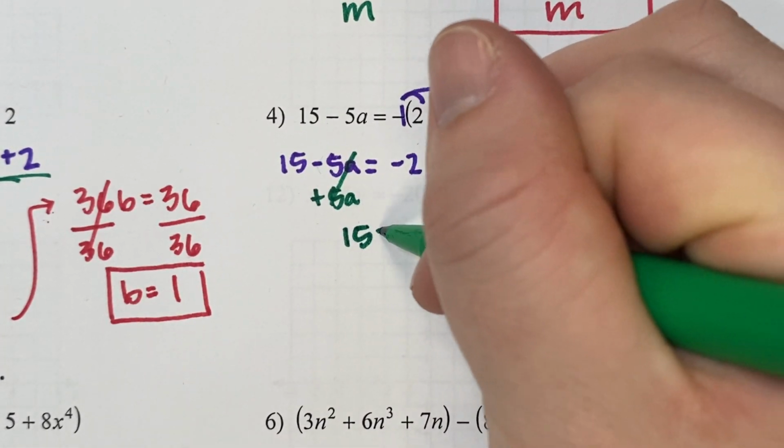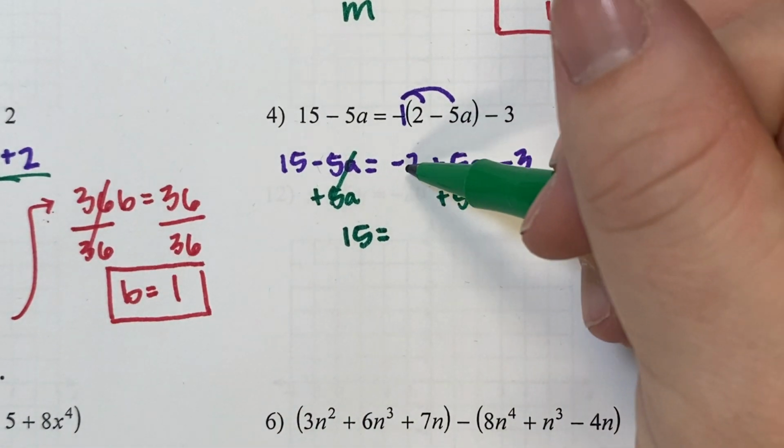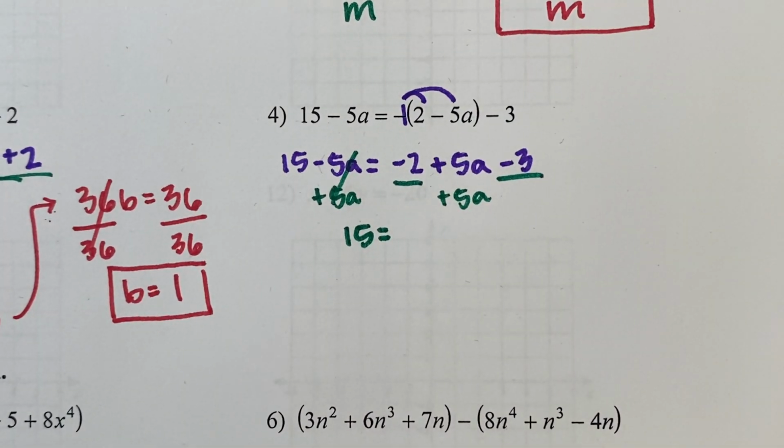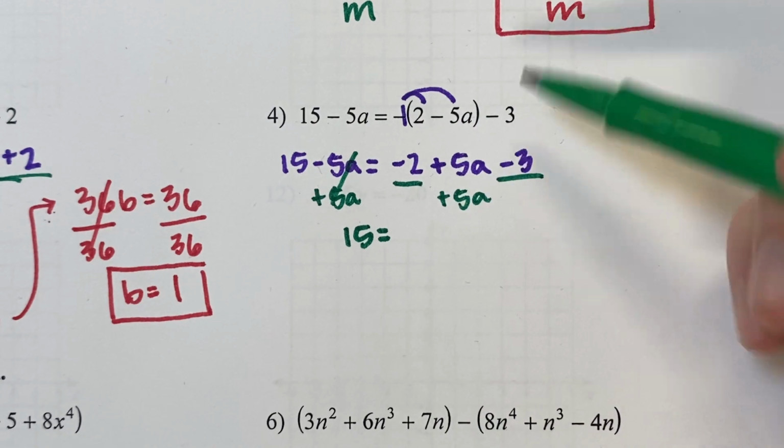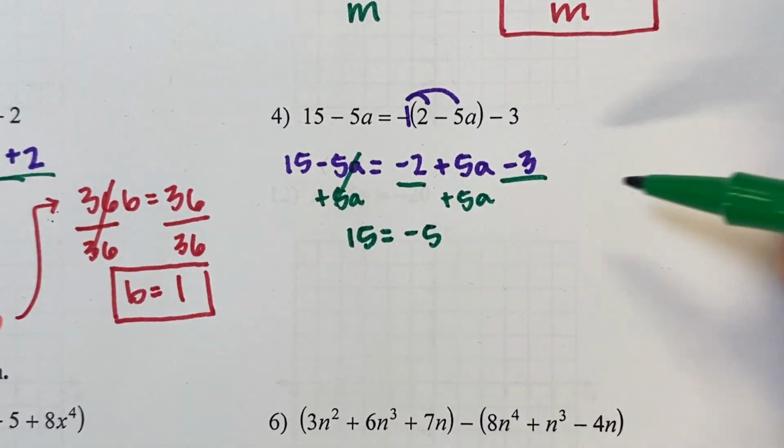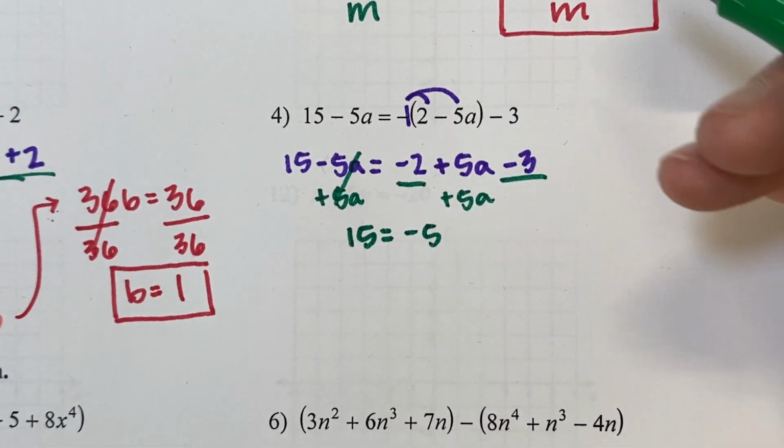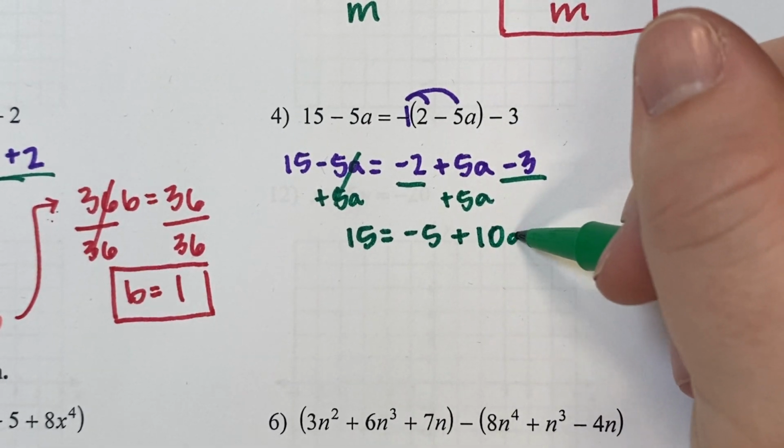So I'm left with 15 equals, well, let's just go ahead and combine these guys because they're both constants. Negative 2 minus 3 is negative 5. And then 5a plus 5a is positive 10a.